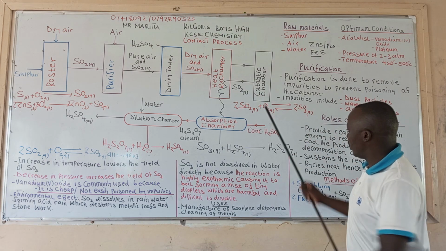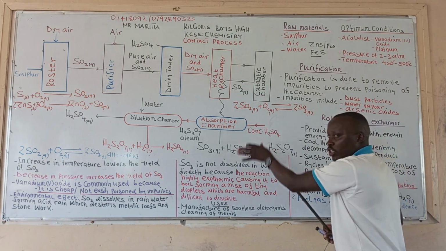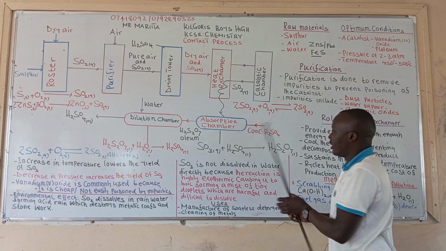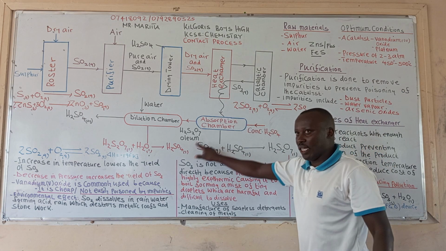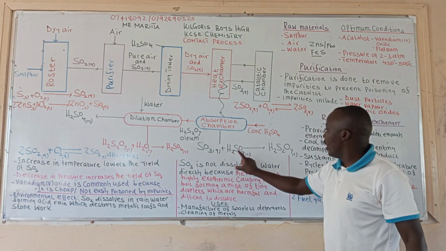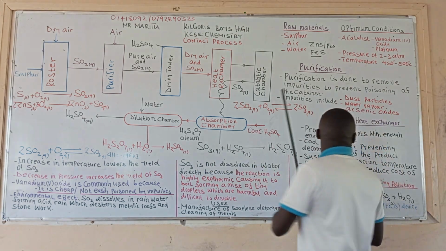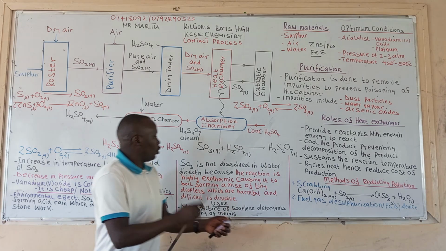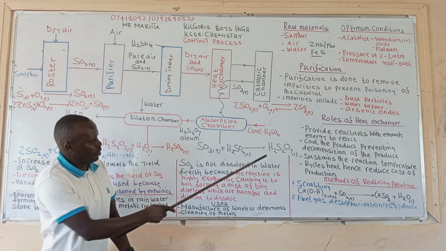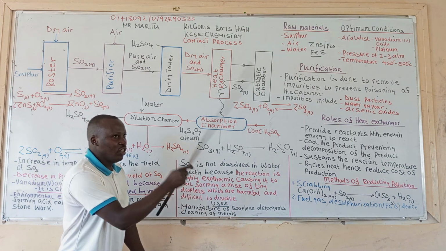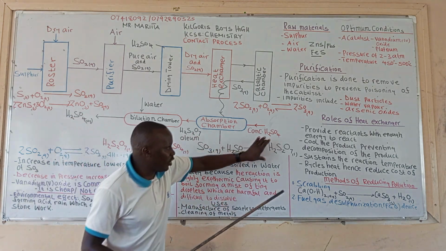We have the sulfur 6 oxide dissolved in concentrated sulfuric acid. When the concentrated sulfuric acid is combined with sulfur 6 oxide, they react and form a substance called oleum. So we have sulfur 6 oxide plus concentrated sulfuric acid giving oleum, with the formula H2S2O7. This is the formation of oleum.